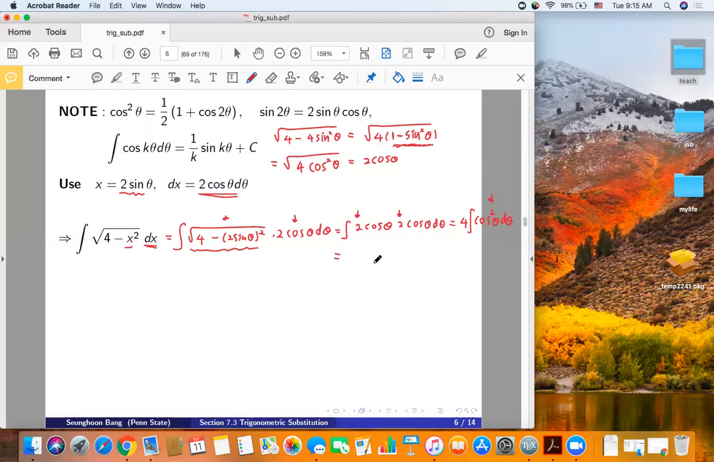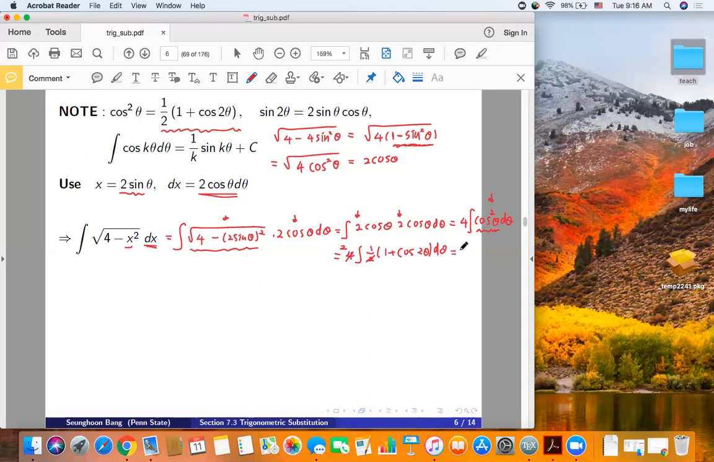This is the same, you can use the half angle formula. Cosine squared of theta, you can change it to the half angle formula: 1 over 2 times (1 plus cosine 2 theta). So 4 times the integral of 1 over 2 times (1 plus cosine 2 theta) d theta. The 2 is crossed out, leaving only 2.